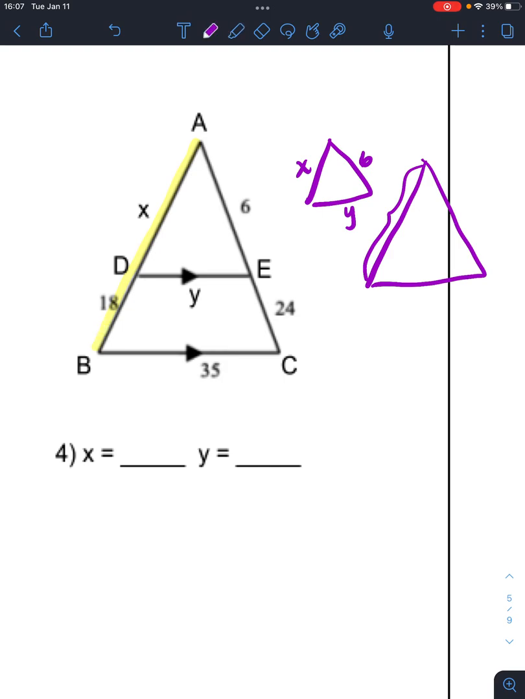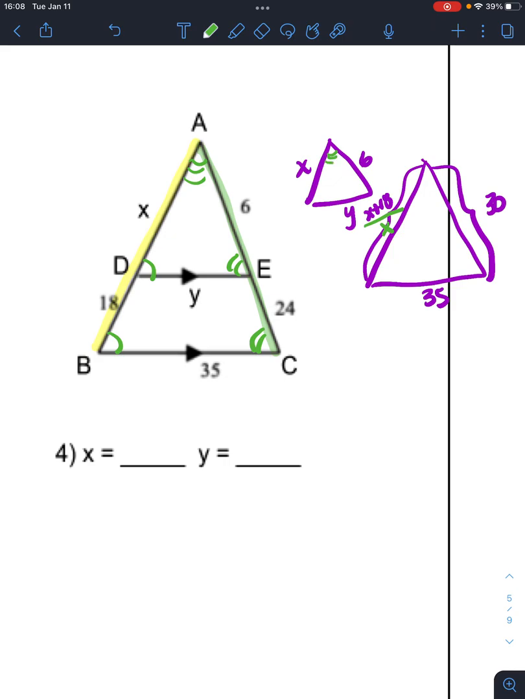If I knew what x was, I would add it to 18. So I'm going to put x plus 18, and then this whole side here is this whole piece, 6 plus 24, that's 30. And then the bottom is 35. And so now I can set up all of my pieces. I can match them up. X plus 18 is going to match with x. Again, these match because these are our alternate, or our corresponding angles.